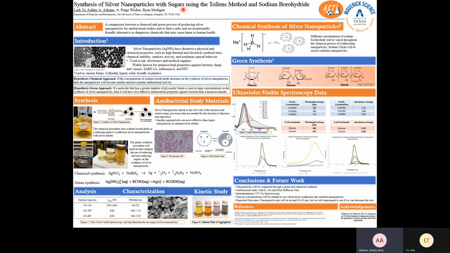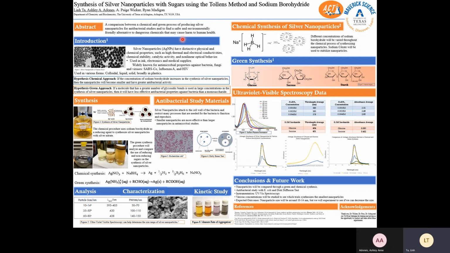Our project is over the synthesis of silver nanoparticles with sugars using the Tollens method and sodium borohydride. I'm Ashley. And I'm Lynn. So we'll be comparing a chemical and green process of synthesizing silver nanoparticles in order to find a safer and environmentally friendly procedure that doesn't require the use of harmful chemicals.